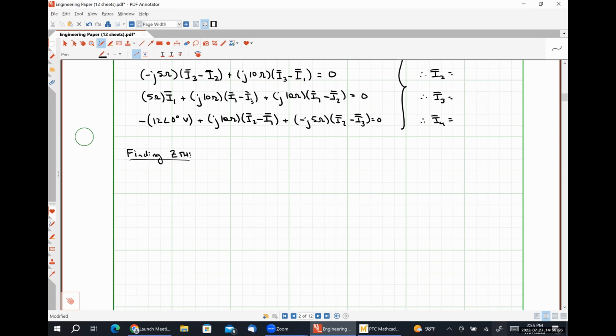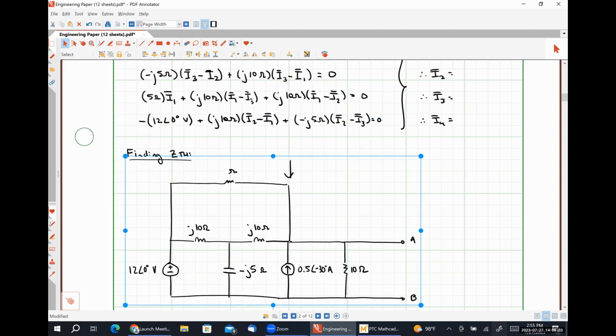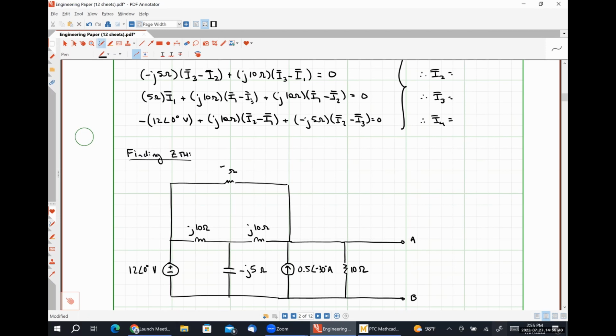So to find ZTH, we would look at our original circuit. Let me put this 5 ohm resistor back where it's supposed to be. And we need to be looking at a dead network, which means this 12 angle 0 volt source looks like a short, and this 0.5 angle negative 30 amp source looks like an open circuit.